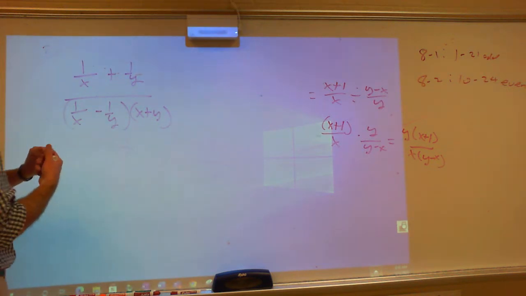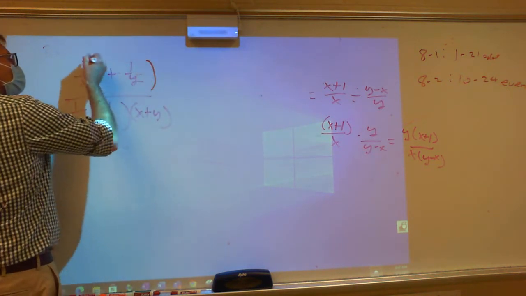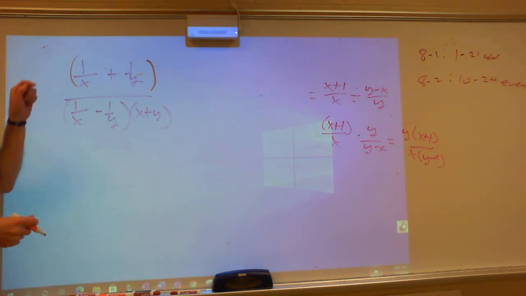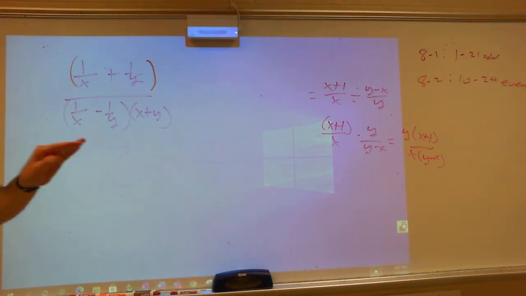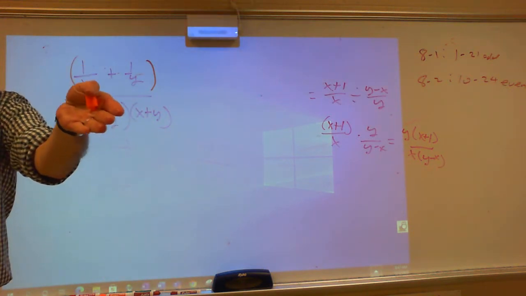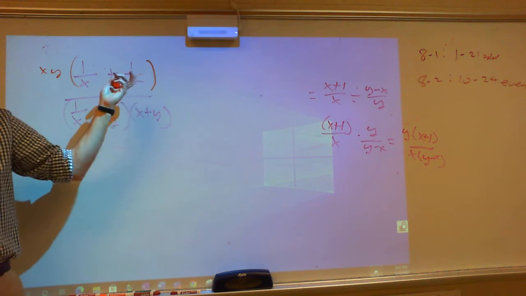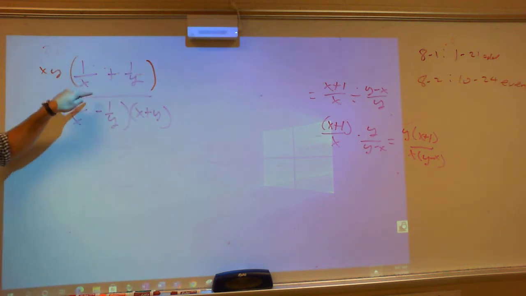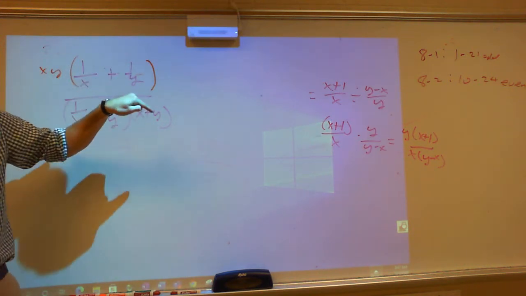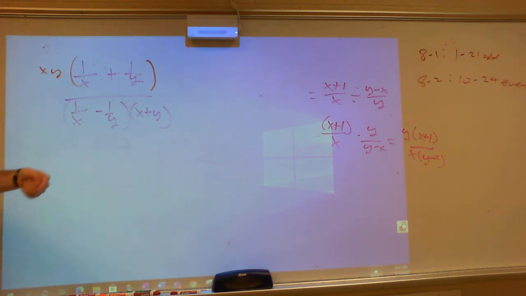All right, now let's look at the top. What do I need to multiply the top by so that I get rid of all the denominators? Are we okay with xy? Does that make sense? If we multiply the top by xy, that's going to get rid of the denominators, because you imagine the little xy here, the x's are going to cancel, the xy here, the y's are going to cancel. But the rule is, whatever you do to the top, you've got to do to the bottom.